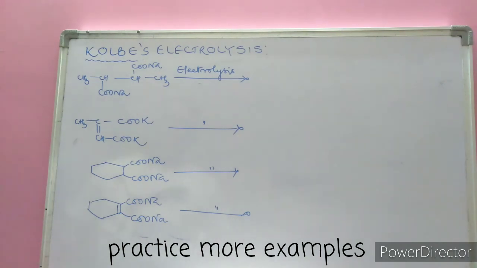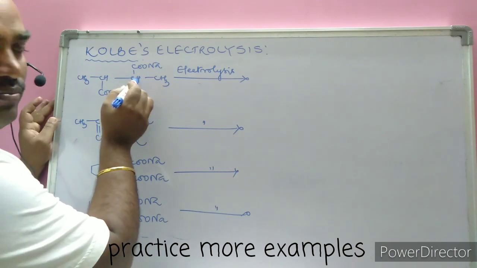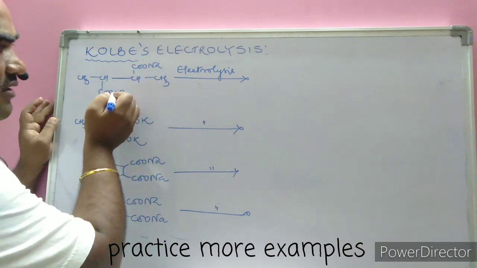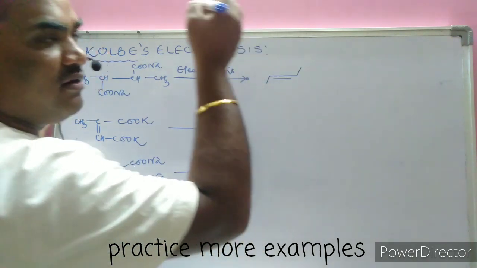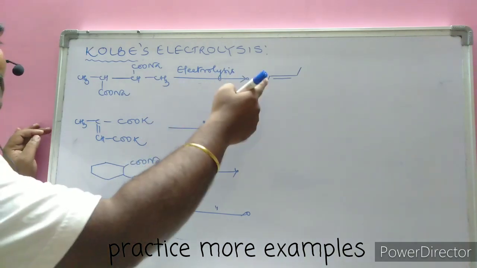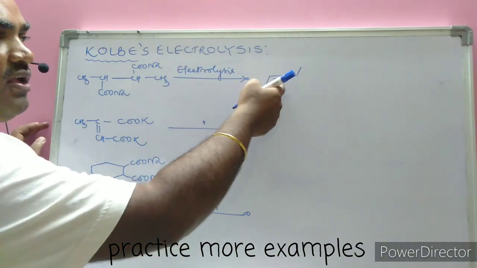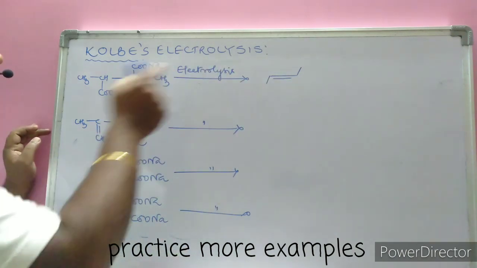Some very important examples regarding the Kolbe electrolysis. Here, in between the reactant molecule, a single bond is there. Here carboxylic acid salts are there. Hence, the product formed is a trans alkene, because the cis is unstable and less stable, and its dipole moment is also not equal to 0. Hence, the most stable trans alkene is formed.